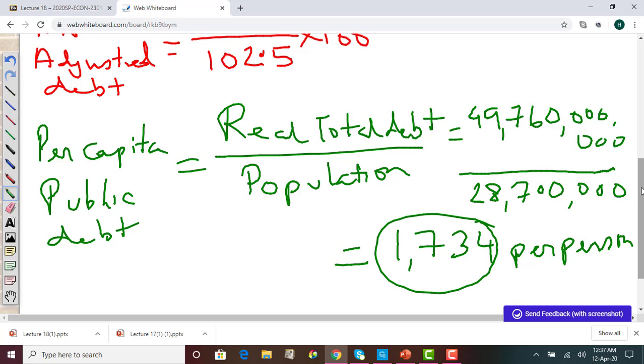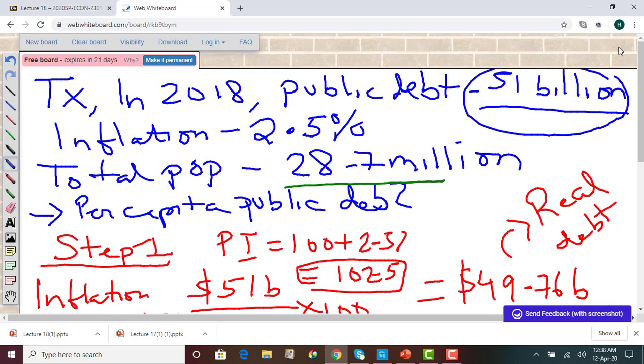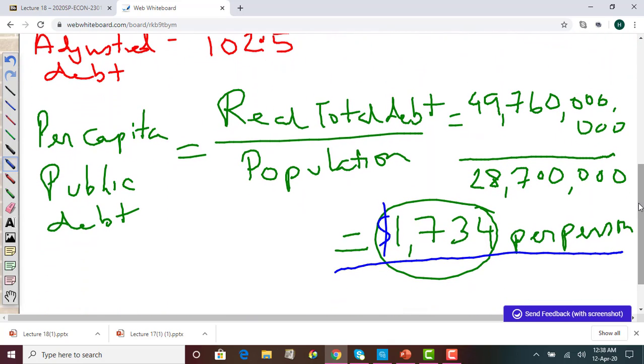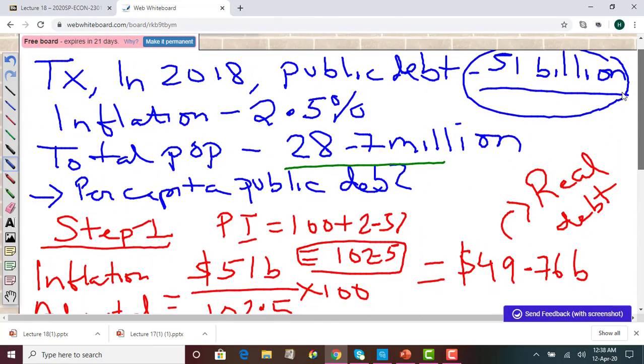Okay, so what does this number mean? What does this 1734 per person number mean? What it means is, out of this 51 billion public debt in Texas, each of us in Texas, our portion of the debt is 1734 in that particular year, in 2018. So basically our portion of the debt, or what we owe, is 1734 out of the 51 billion total public debt that Texas has.